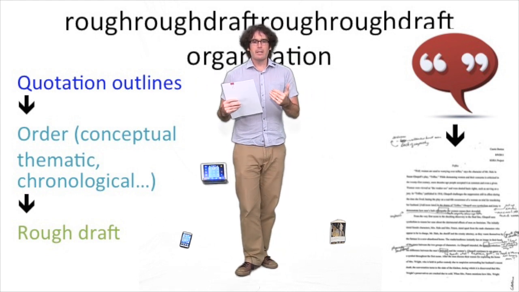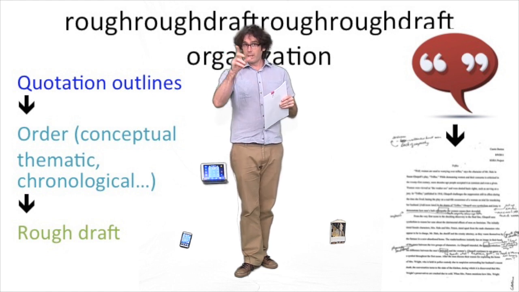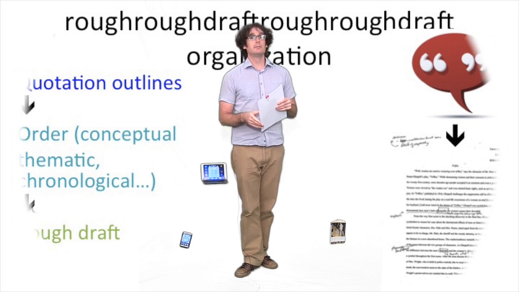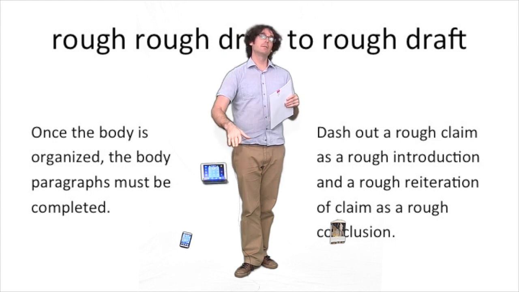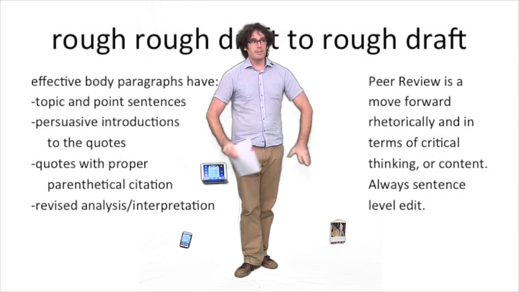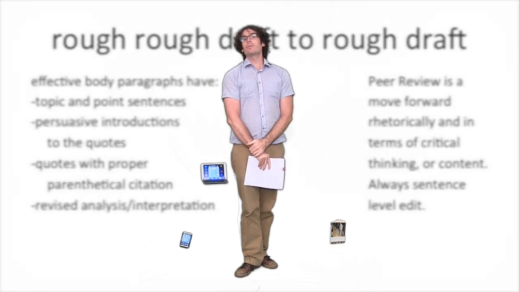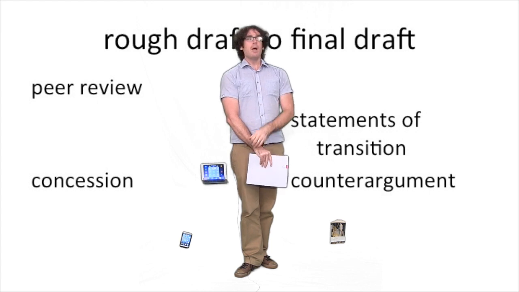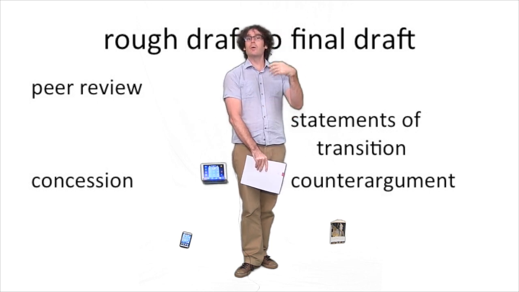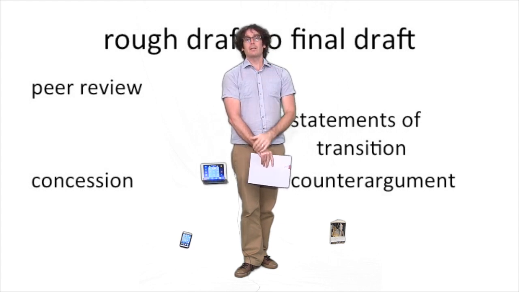From that quotation outline, you can use those quotes and the analysis to begin a rough draft, which is to organize them in some rhetorical order as opposed to none. And then also maybe to hash out a rough introduction and rough conclusion. A rough draft might involve some engagement with a peer and peer review, and a more effective rough claim in that introduction and body paragraphs. And then before your final draft, of course, you want to organize entirely, add statements of transition, make clear every point sentence within body paragraphs, maybe add a concession or a counter argument. Those usually go after the introduction or before the conclusion. And certainly always sentence level editing.